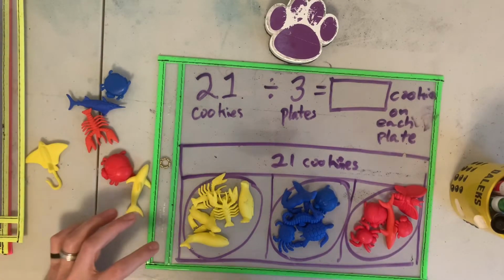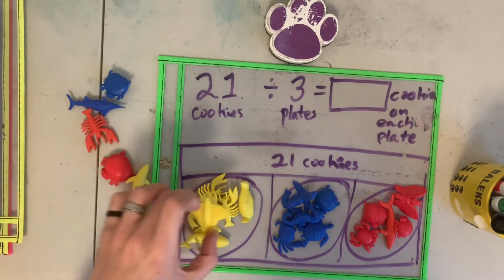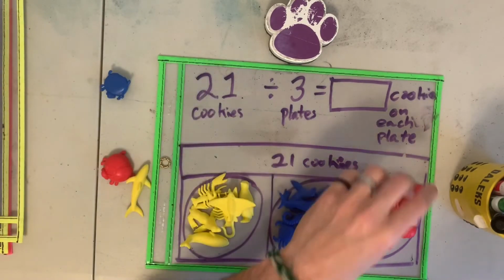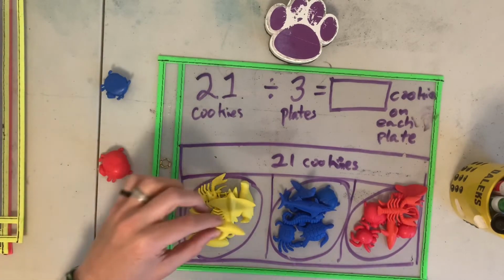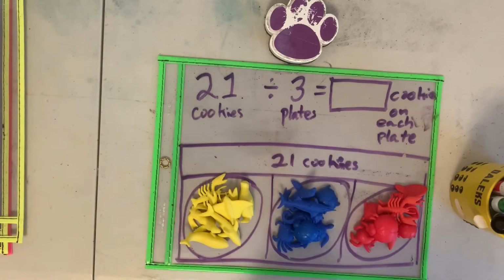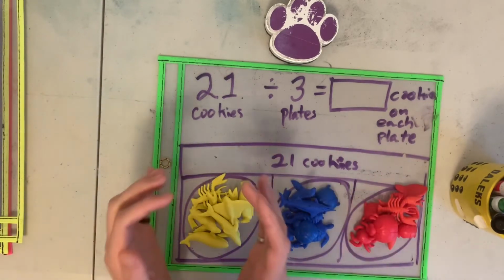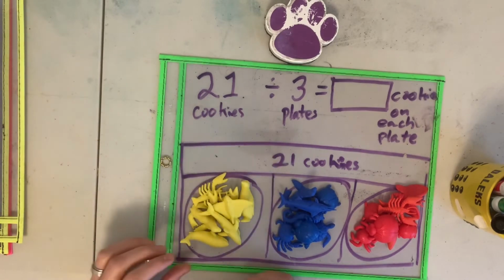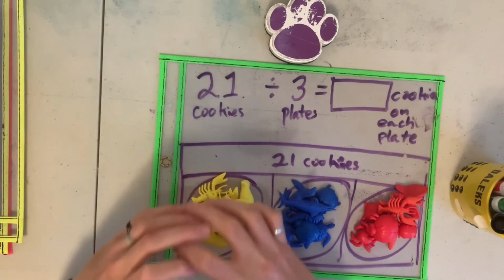Whoa, the plates are getting full. Let's go again. Another cookie, and another cookie, and another cookie. And 1 more cookie, 1 more cookie, and 1 more cookie. Now we have all 21 cookies on 3 plates. The question is, how many cookies are on each plate? ¿Cuántas galletas hay en cada plato?